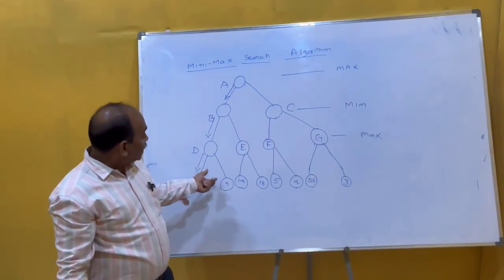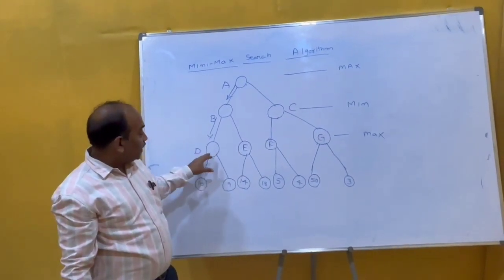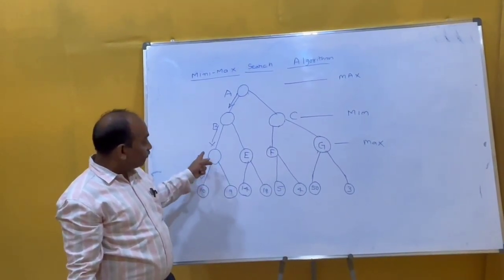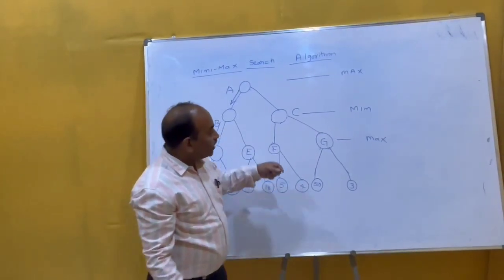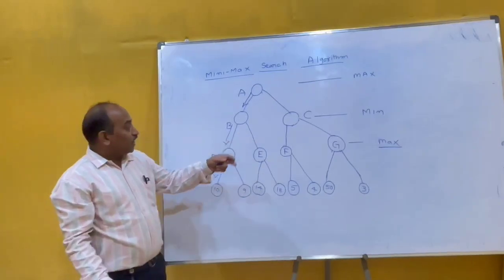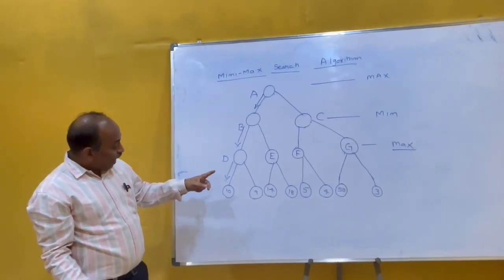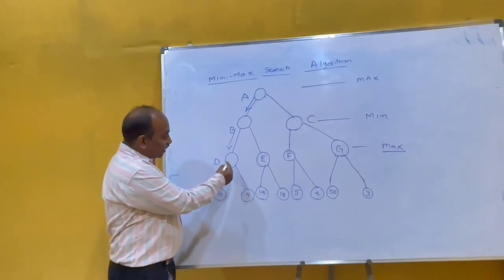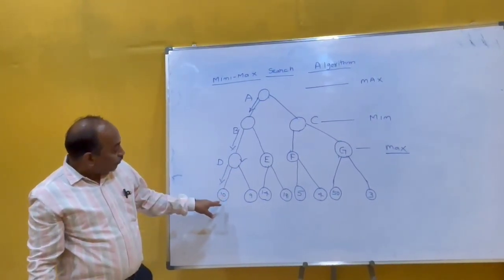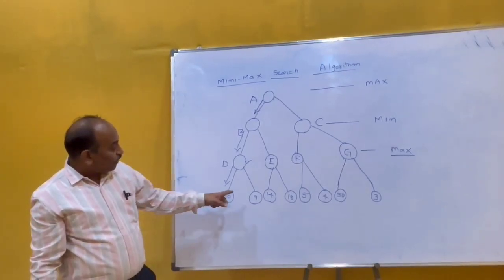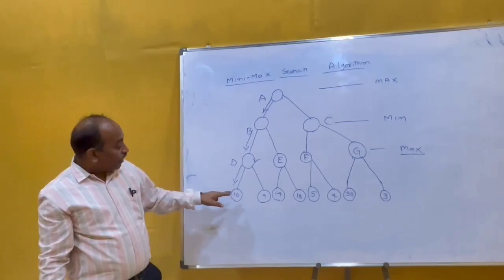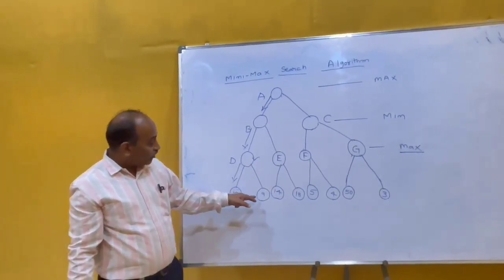In order to find the utility value for D, we have to consider the two terminals for node D, and use the max function which is present at that level to find the utility value for node D. By observing this example, there are two different scores given for the D node. One value is 10, the other value is 9.